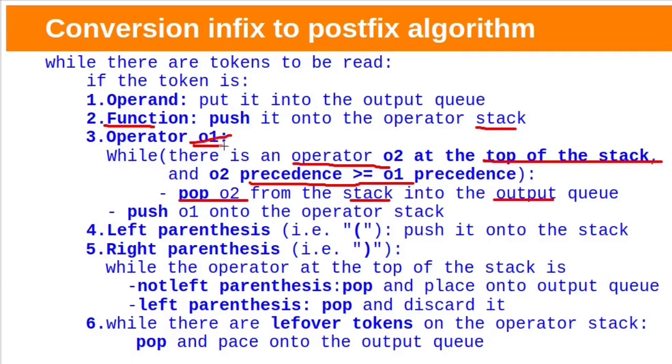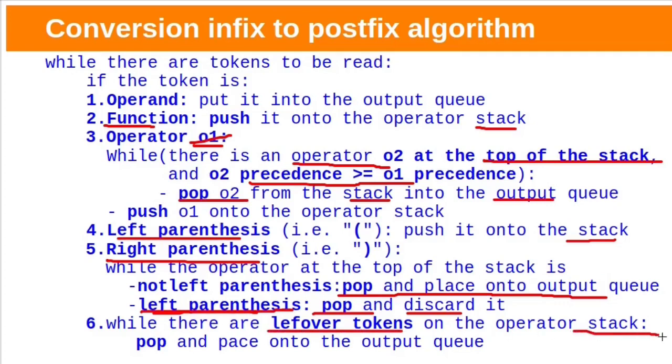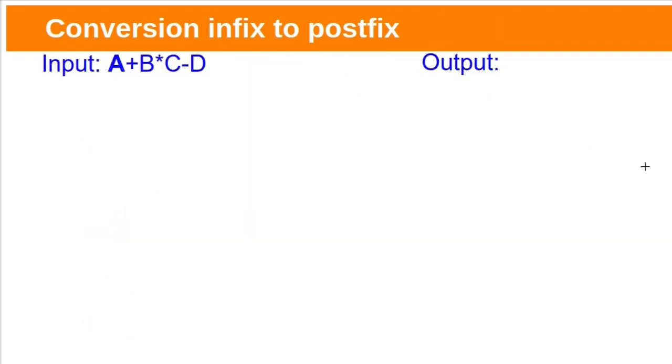Suppose the token is a left parenthesis, then directly push that into the stack. If the token is a right parenthesis, until you get the left parenthesis, pop tokens and place them onto output. While popping all those operators from the stack, if you get the left parenthesis, pop that left parenthesis and do not add that to the output queue. Simply discard it. This last case we have already seen. After reading the entire input, if there are any leftover tokens present in the stack, pop all the tokens and place them onto output. Let's see one more example.